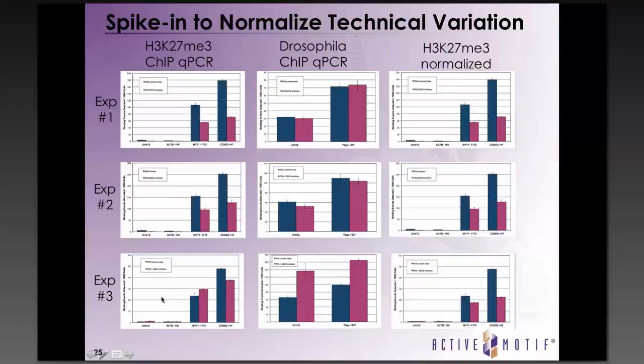In reaction 3, we actually don't see the expected differences when we do K27-trimethylation ChIP followed by qPCR. And if we do the Drosophila qPCR, we see that these reactions are not even. So we had sample loss or some technical error in that sample. So if we normalize these to become even and normalize the human data by the same ratio, we now see data that is very similar to the experiments that had good technical consistency.